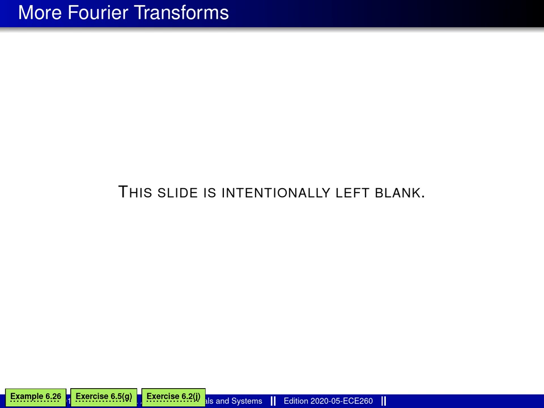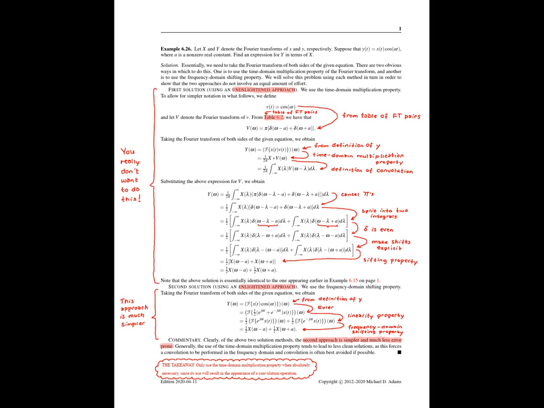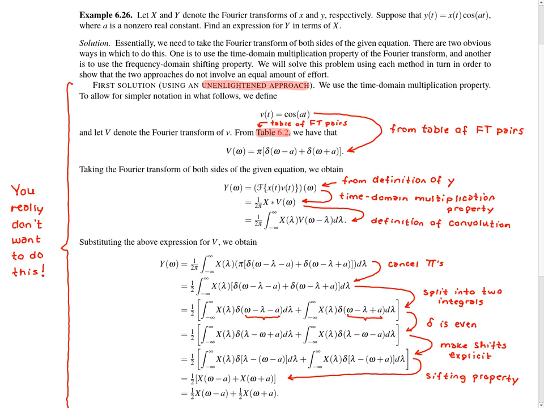At this point, I'd like to consider 3 additional examples of computing Fourier transforms. And to begin, I'd like to consider example 6.26. In this example, we're given two functions, little x and little y, that are related by this particular equation here, where a is a non-zero real constant, and we're asked to find an expression for the Fourier transform of little y, which is denoted as big Y, in terms of the Fourier transform of little x, which is denoted as big X.